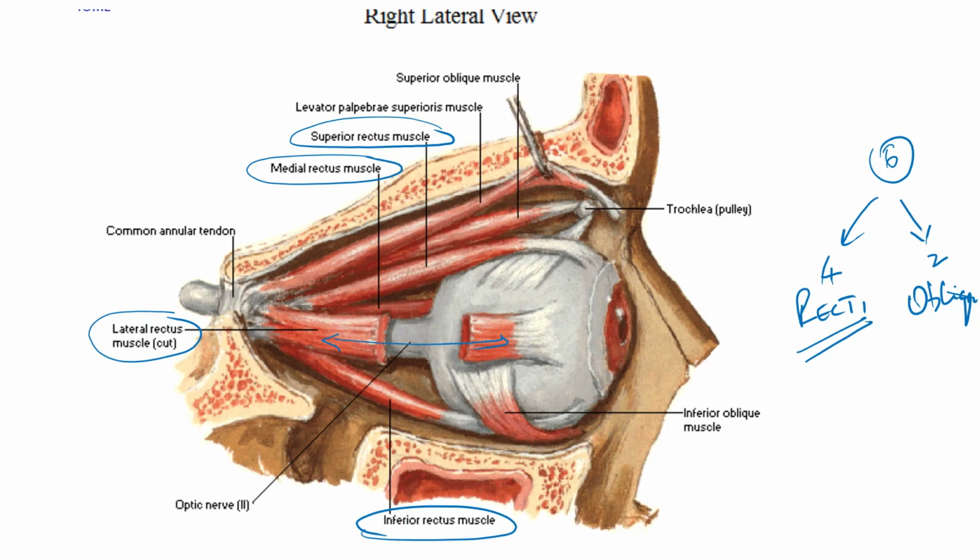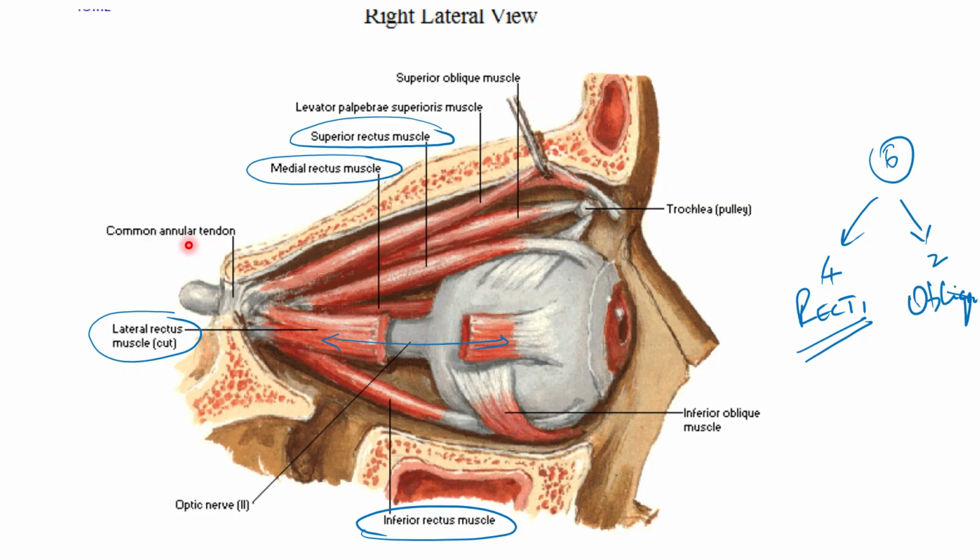Moving on to the attachments of these recti muscles, we will study the origin and the insertion of the 4 recti. The origin is common: all the 4 recti muscles arise from the common tendinous ring, at the posterior part of the orbit. Along the posterior part of the orbit lies the common tendinous ring, also called the common annular ring.